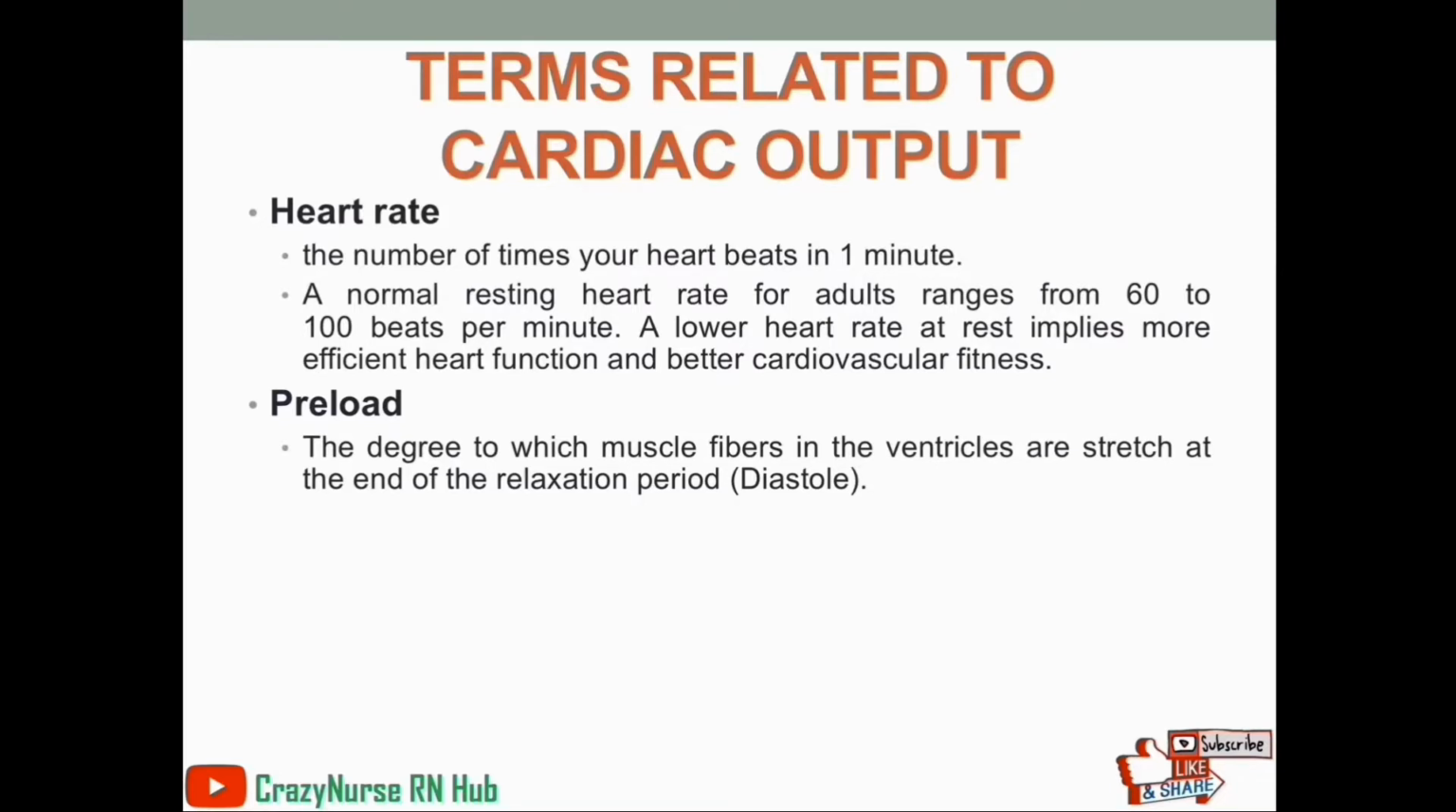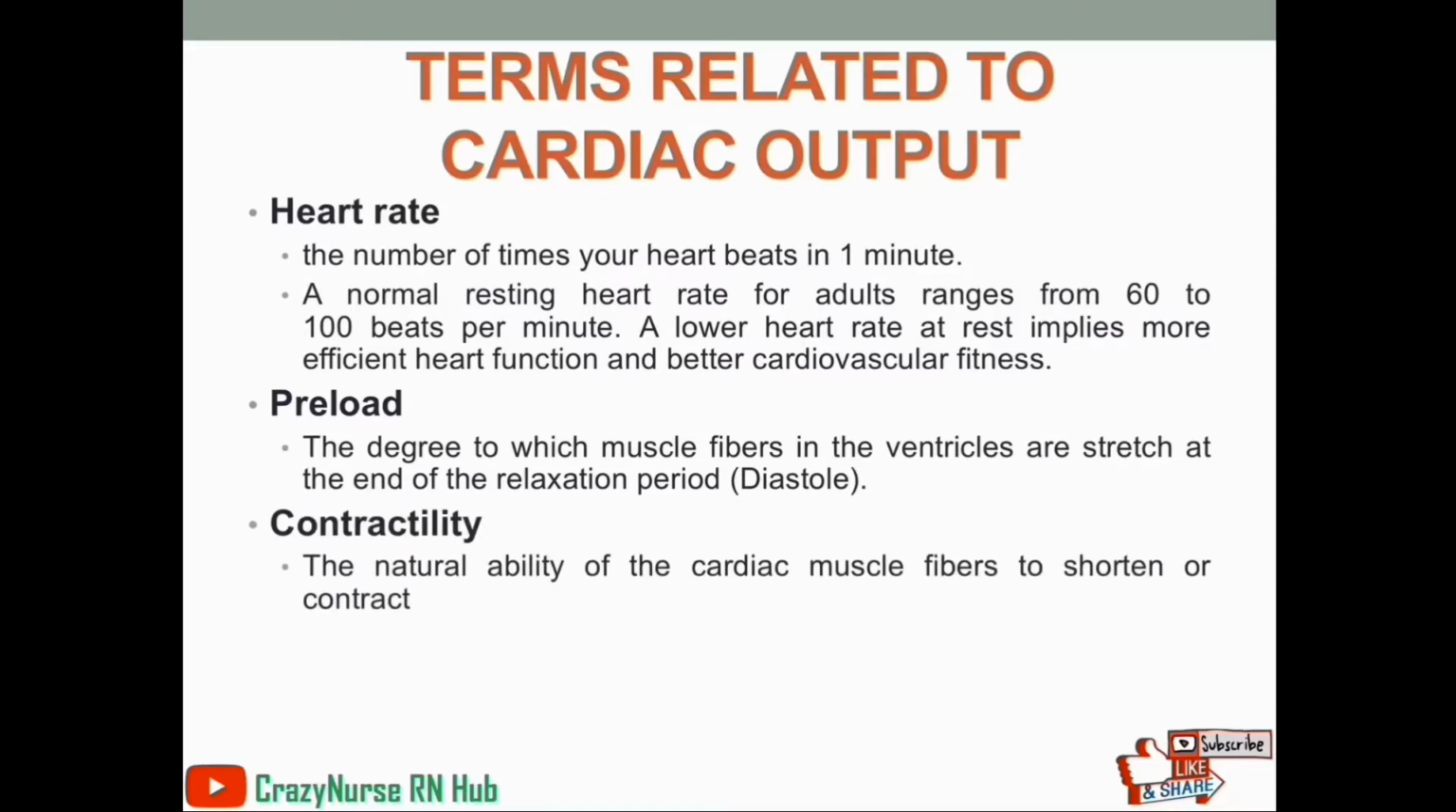We also have your preload. It is the degree to which muscle fibers in the ventricles are stretched at the end of the relaxation period, which is called your diastole. We also have a term, contractility. It is the natural ability of the cardiac muscle fibers to shorten or contract.